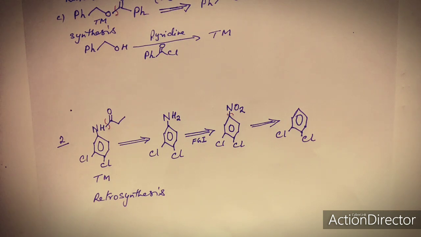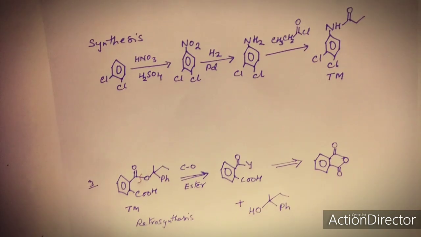So now on disconnection, we will get our dichlorobenzene, and this will be 1,2-dichlorobenzene, which will be our starting reagent for the synthesis. Now the synthesis starting from this dichlorobenzene will first of all undertake nitration, because the last step in disconnection becomes the first step in connection or synthesis.